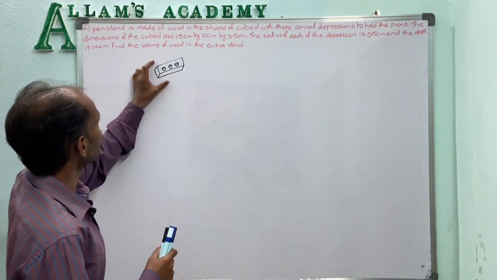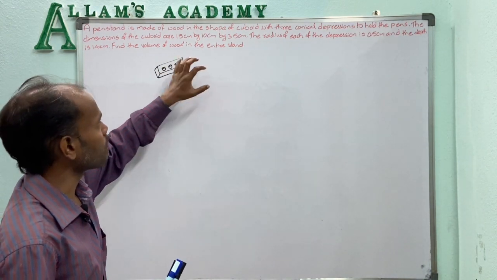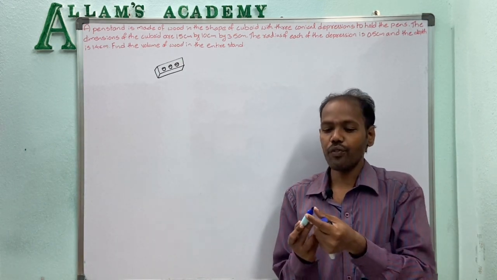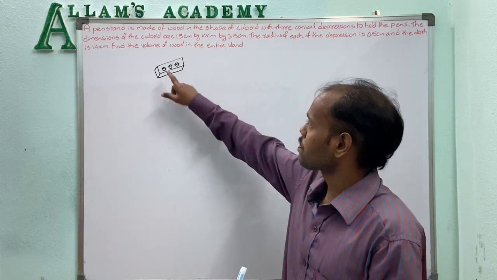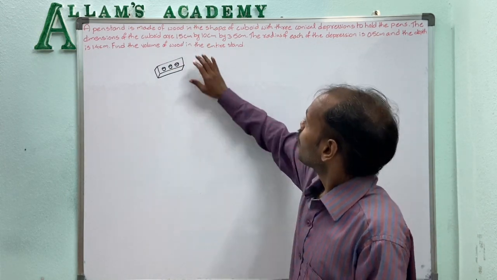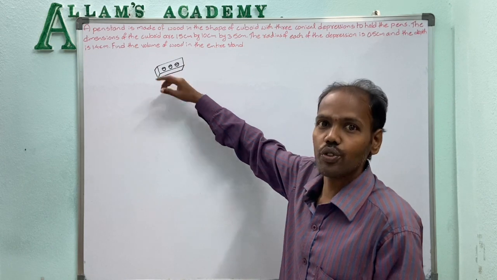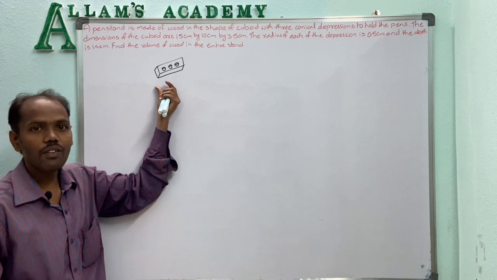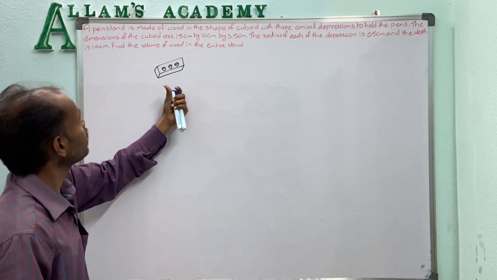So here the wood is in the shape of a cuboid. In this cuboid, 3 conical depressions are made for keeping the pens. The pen's tip is in conical shape, so this conical shape is made so that the pen will stand in this place. For that purpose, 3 conical holes are made. So now find the volume of wood in the entire stand. That means after making these 3 conical holes, how much is the volume of wood, that is what is asked. So what we have to find is the volume of the cone and the volume of the cuboid.